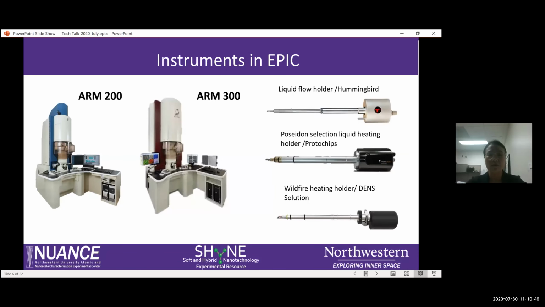These are the instruments we have in EPIC Center. We have very cutting-edge microscopes here. One is the ARM 200, which is aberration corrected. The other is the ARM 300, which we call the Grand ARM, and it is dedicated to in situ work. We currently have three different types of holders or capabilities: a liquid holder, a heating holder, and a gas holder. That means you can do in situ liquid, gas, and heating experiments in our center.